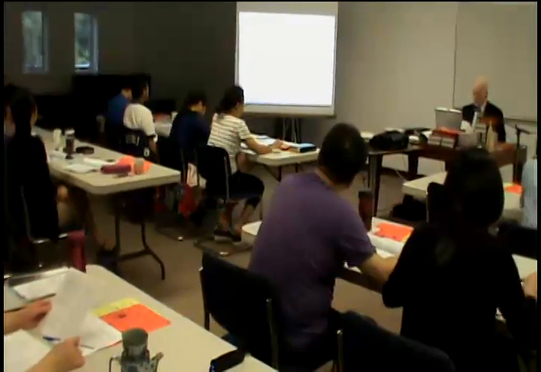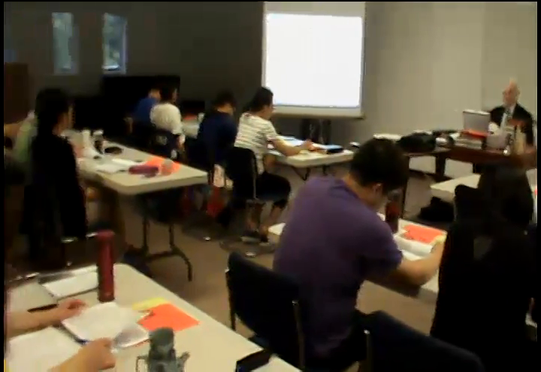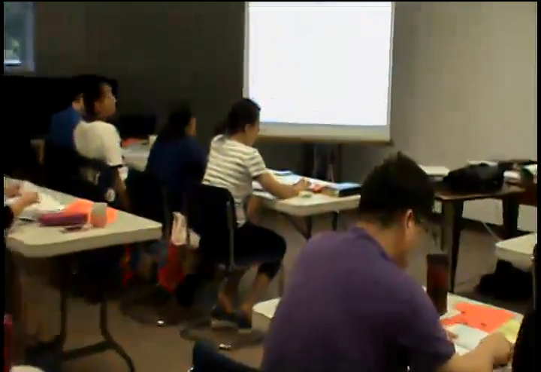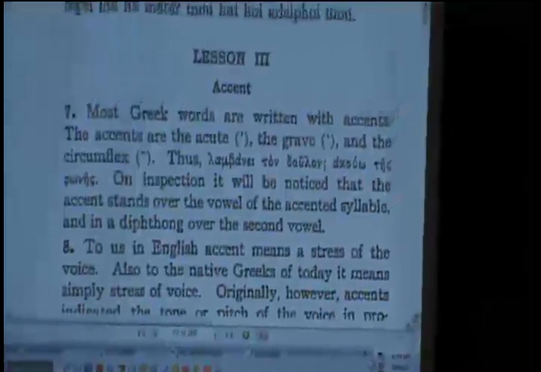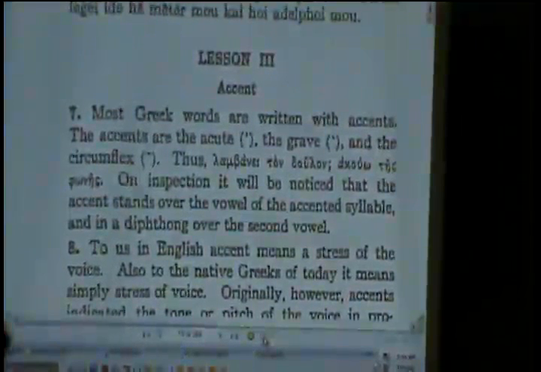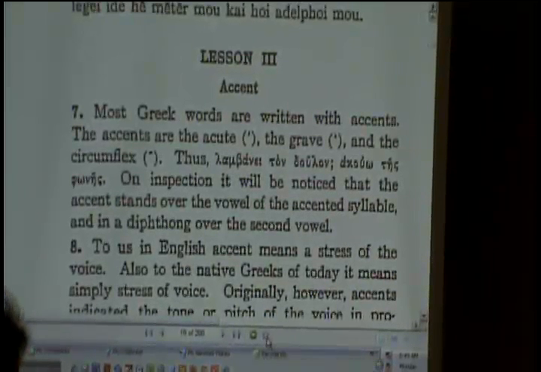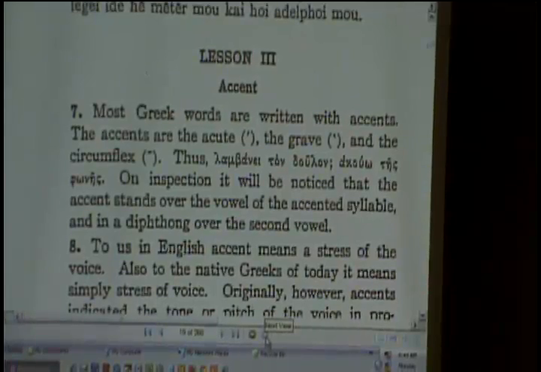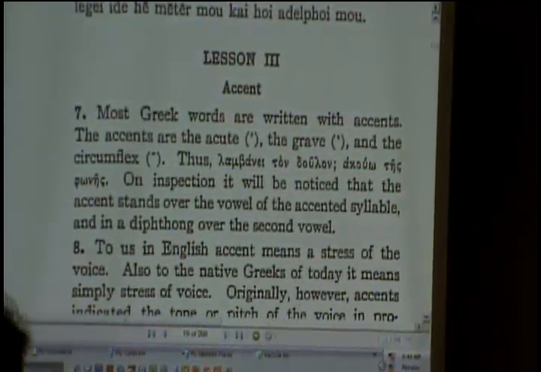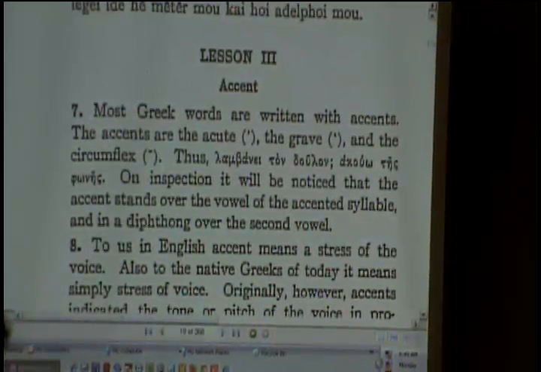All right, let's move on then to lesson number 3, accent. What do we do? Okay. Honey, did you get a? Yes, it's not quite, yes. You got, okay, good. She forgot her charger, so I gave her a charger. That's good. All right, accent.